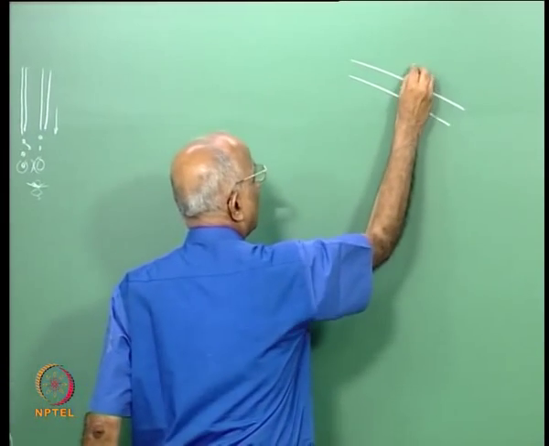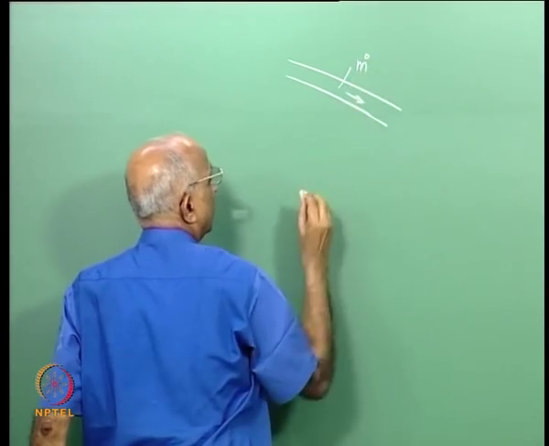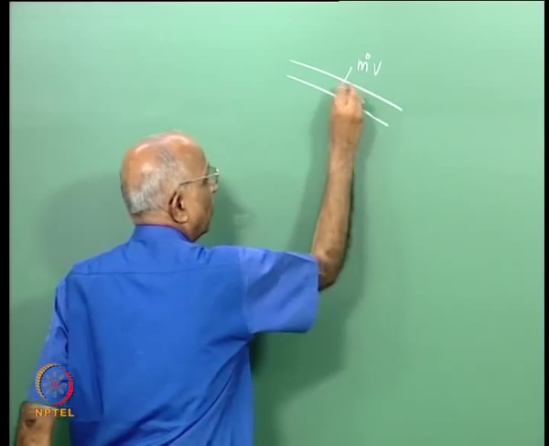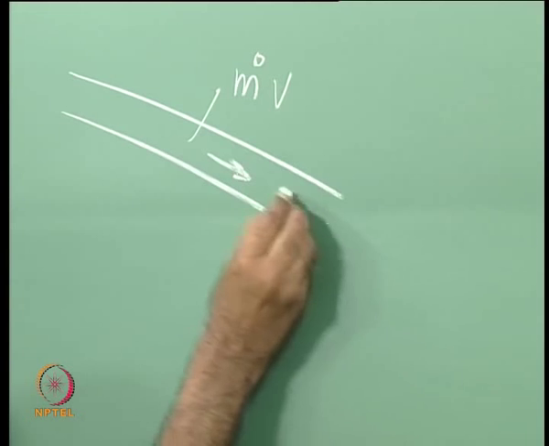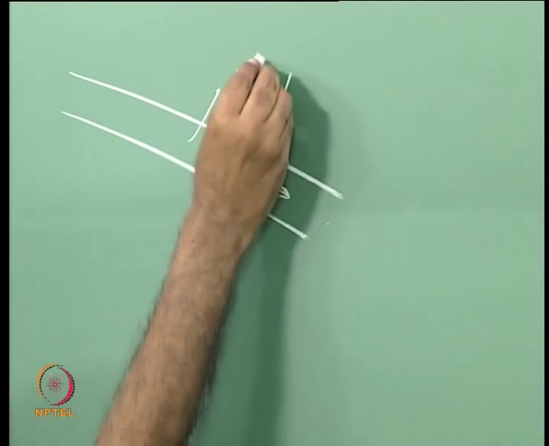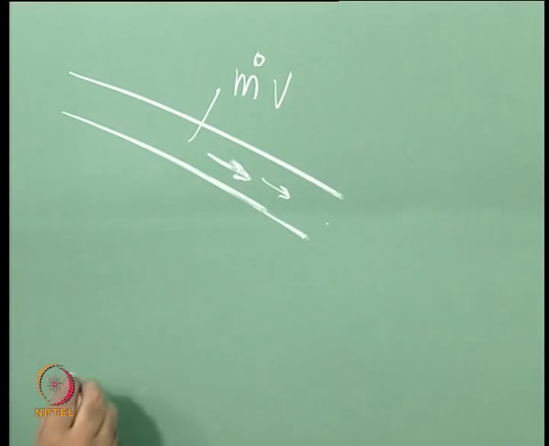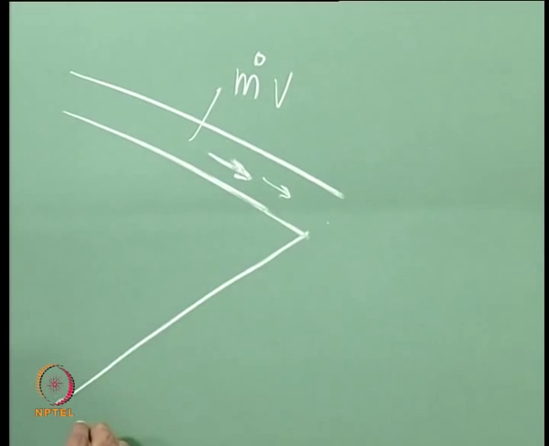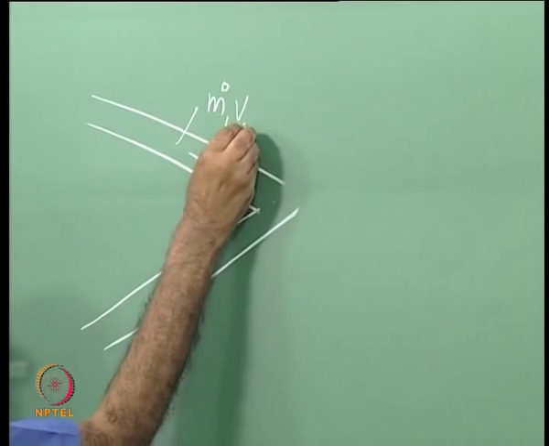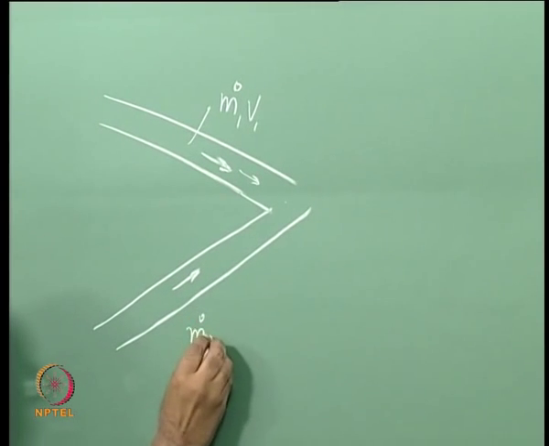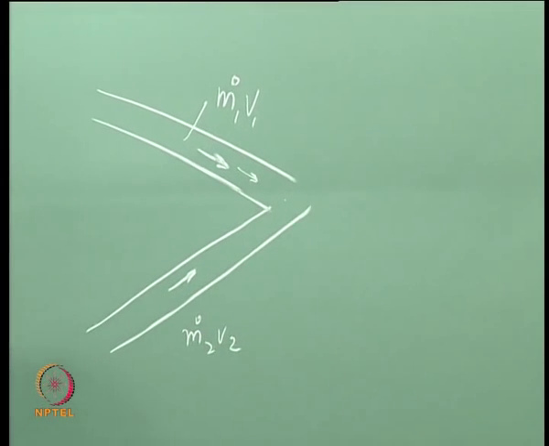I say that the mass flow is m dot, and let the velocity of the flow be v. Therefore the rate of change of momentum along this is equal to m dot v. And all I have done is take another jet and impinge it. This has something like, let us say, m1 v1, and I have m2 into v2 which is impinging.